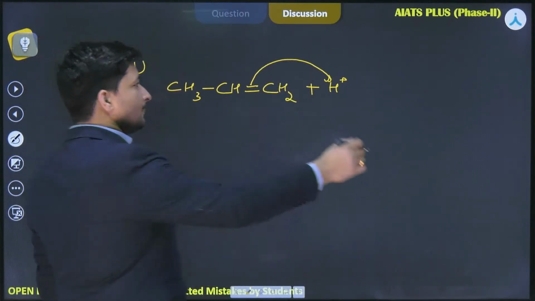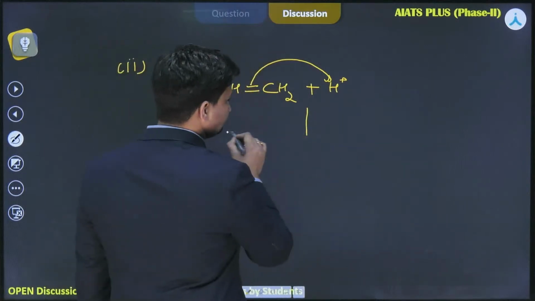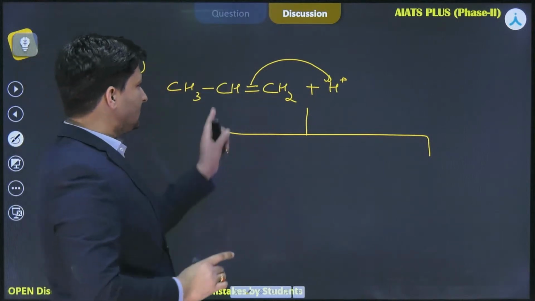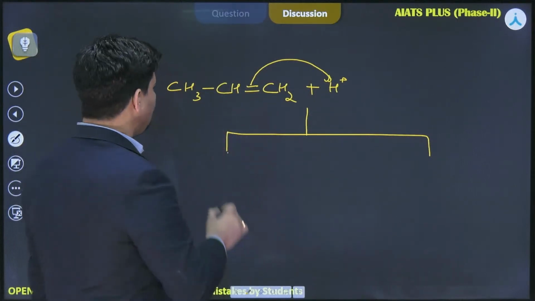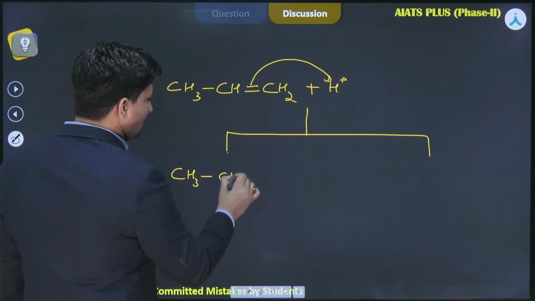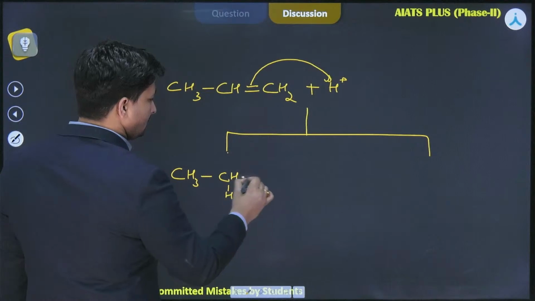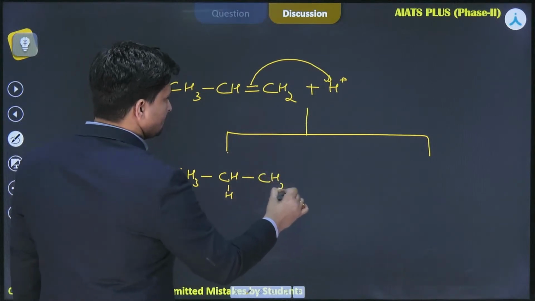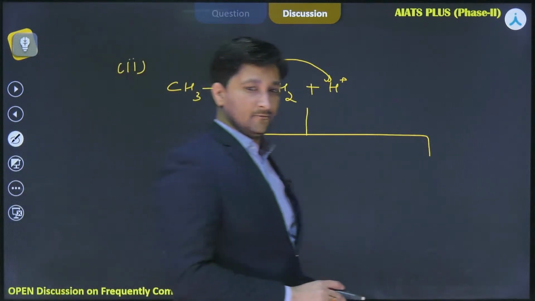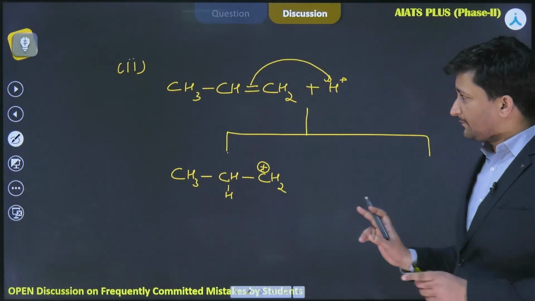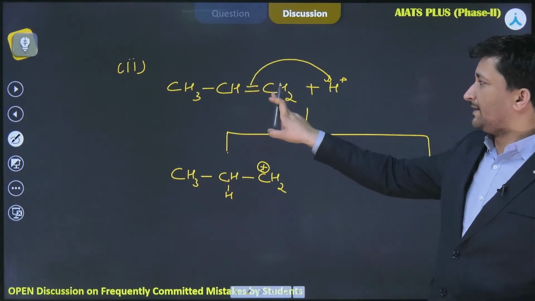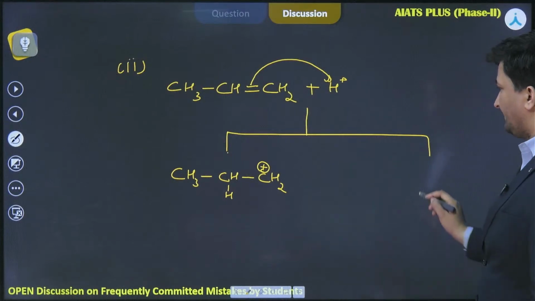Now come back here and see, two possibilities are there. If these pi electrons remain with the second carbon, then what will happen? The hydrogen will form a bond here, and CH2, and this plus will be formed. A carbocation is being formed. Now another probability is that this double bond, the pi bond, remains with this carbon, and due to this what will happen?